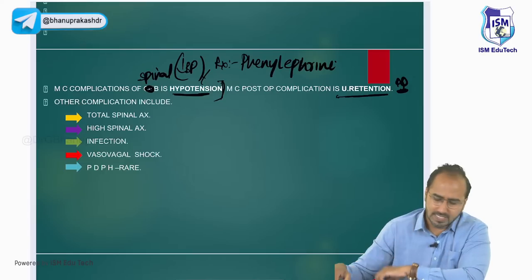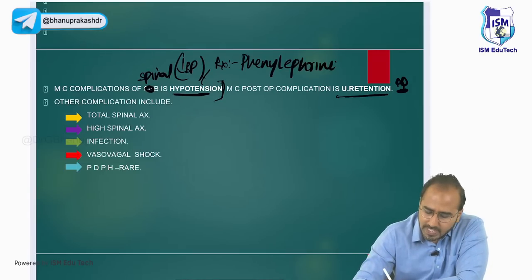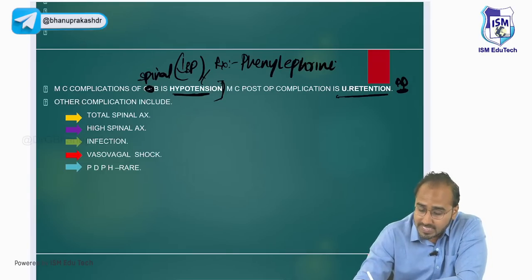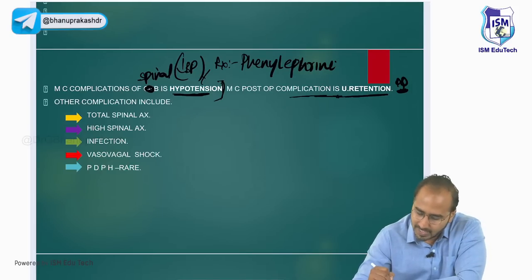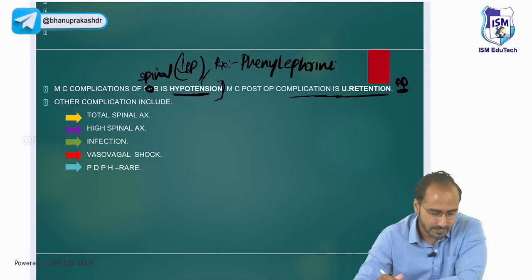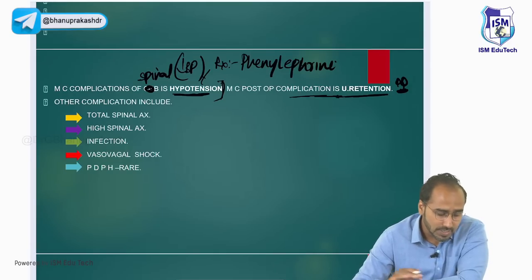So remember, guys, the most common complication of spinal is hypotension, whereas the most common post-op complication of spinal is urinary retention. Tuohy's needle is not used for spinal. Tuohy's will come, I'll come to it.